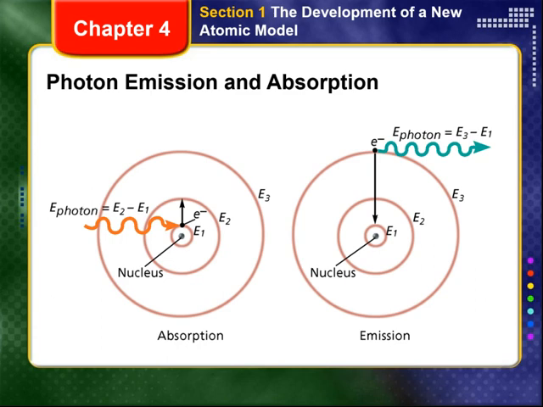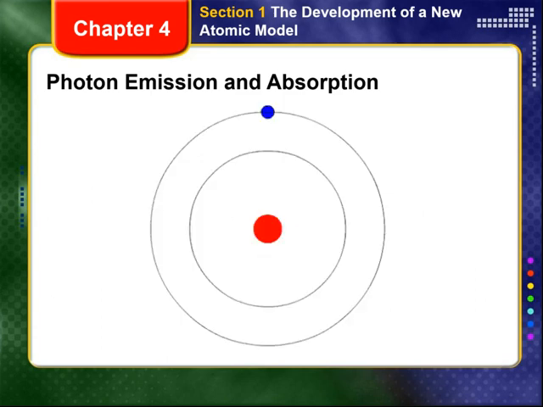When a hydrogen atom is in an excited state, its electron is in a higher energy orbit. When the atom falls back from its excited state, the electron drops down to a lower energy orbit. In this process, a photon is emitted that has an energy equal to the energy difference between the initial higher energy orbit and the final lower energy orbit.